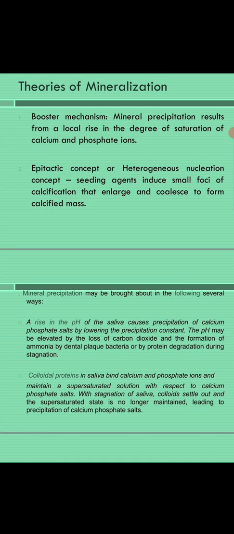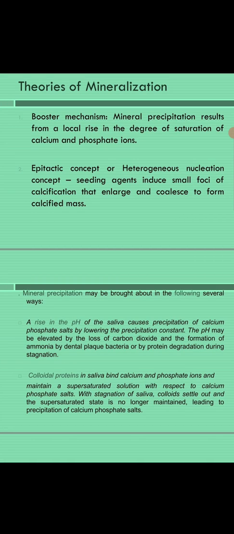First is the booster mechanism. In the booster mechanism, mineral precipitation results from a local rise in the degree of saturation of calcium and phosphate. When the concentration of calcium and phosphate rises locally, in saliva or GCF, mineral precipitation starts as a result, and there will be calculus formation.